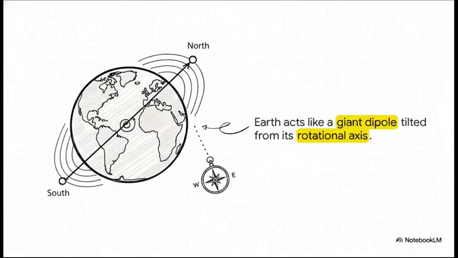Now, what's really interesting about this alignment is that while the molten core generates a field acting largely like a giant dipole, this magnetic dipole is not perfectly aligned with how the Earth physically spins. The axis of the magnetic dipole is actually tilted at roughly 11.3 degrees relative to the Earth's geographic rotational axis, which means true geographic north and magnetic north are definitely not in the exact same location.